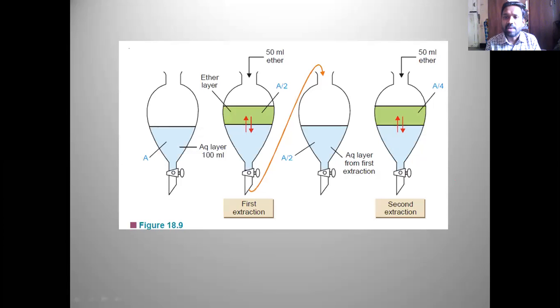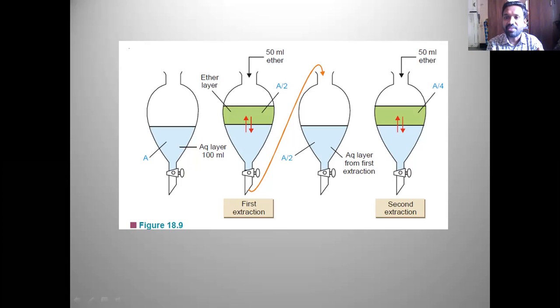Okay, see now, how is the multiple extraction done? You take the aqueous layer, you add the ether layer, extract it, and collect the aqueous layer separately and the ether layer separately. Now keep the ether layer separately in a beaker. The remaining aqueous layer, put it again back into the separating funnel and add one more aliquot of ether. Extract it again.